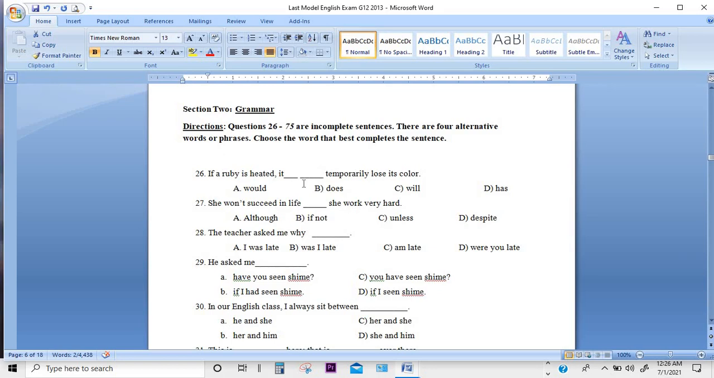zero clause would be present tense in both clauses. If clause, we use a present tense verb. In the main clause, we use a present tense verb. Okay, if it is zero condition.